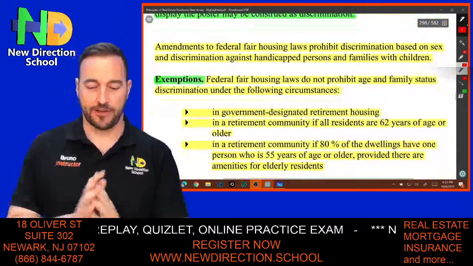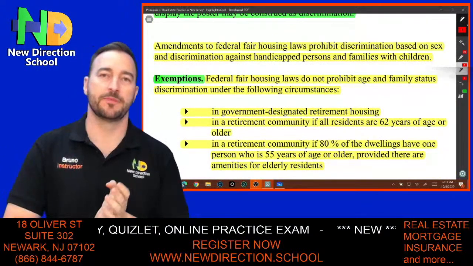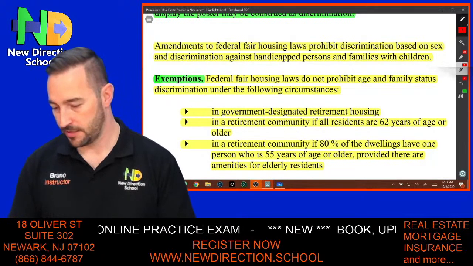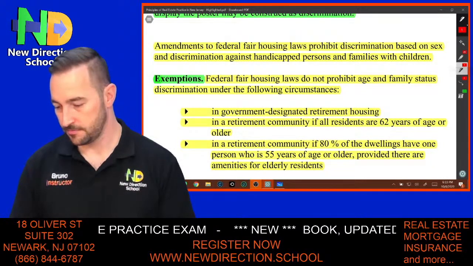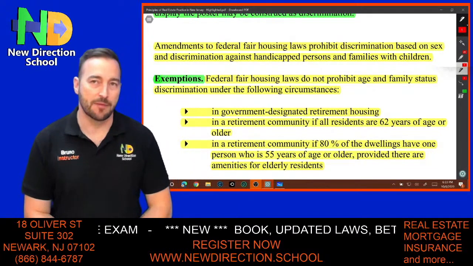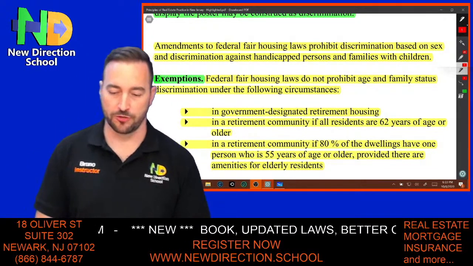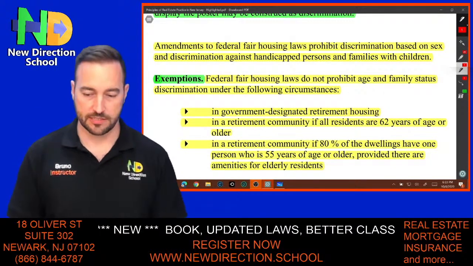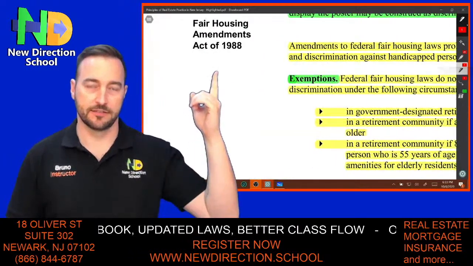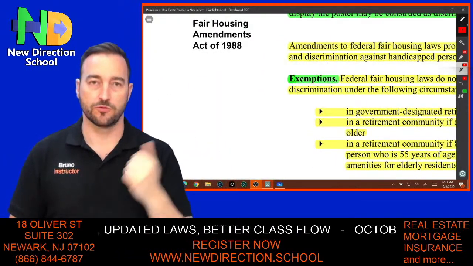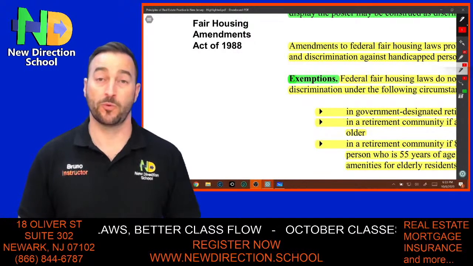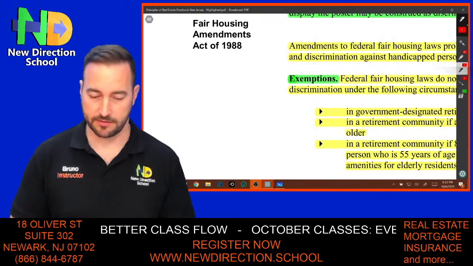Amendments to the Federal Fair Housing Act prohibit discrimination based on sex. So obviously, we're talking about gender, right? We're talking about gender and discrimination against handicapped persons and families with children. So this is the 1988. Yep, there you go. 1988 Fair Housing Amendments. So gender, familial status, and people with disabilities, including AIDS. You cannot discriminate.